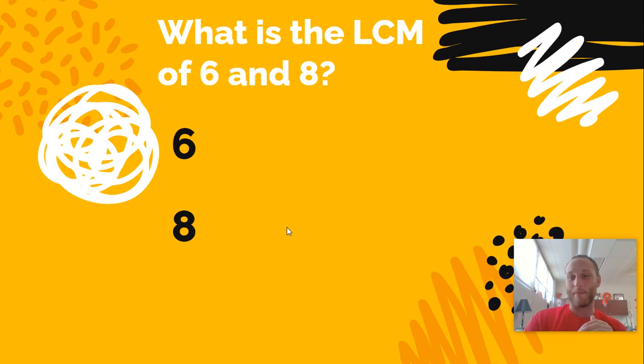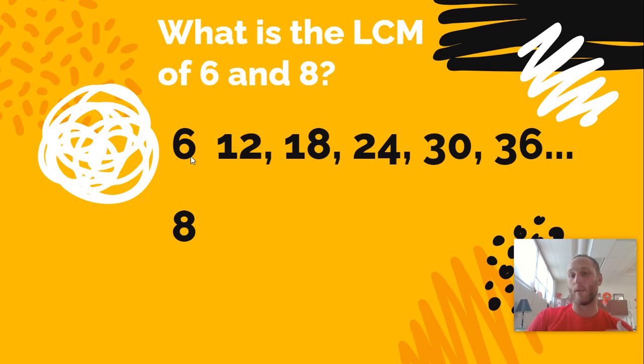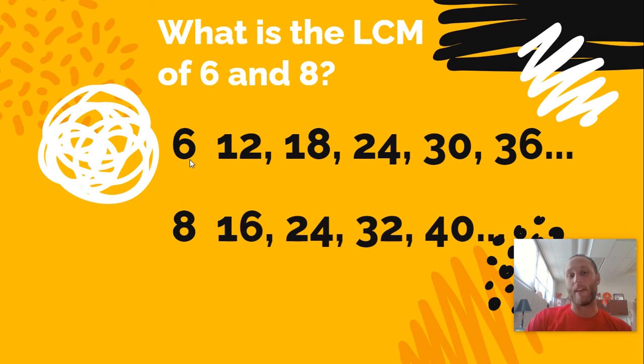What is the LCM, least common multiple, of 6 and 8? So if I were to figure out the multiples, I would just skip count my 6s first. So 6, 12, 18, 24, 30, 36. I keep on multiplying by 1, then by 2, then by 3, all the way through. If I found the multiples of 8, I'm going to skip count by 8s. So I have 8, 16, 24, 32, 40.